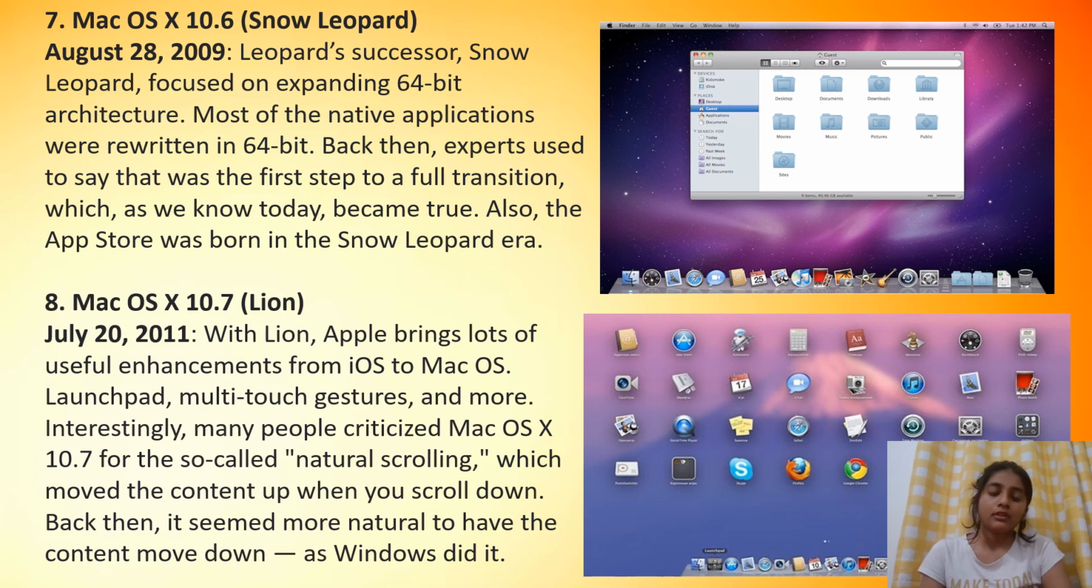macOS 10.7 Lion, July 20, 2011. With Lion, Apple brought a lot of useful enhancements from iOS to macOS: Launchpad, multi-touch gestures, and more. Interestingly, many people criticized macOS 10.7 for the so-called natural scrolling, which moves the content up when you scroll down. Back then, it seemed more natural to have the content move down as Windows does it.